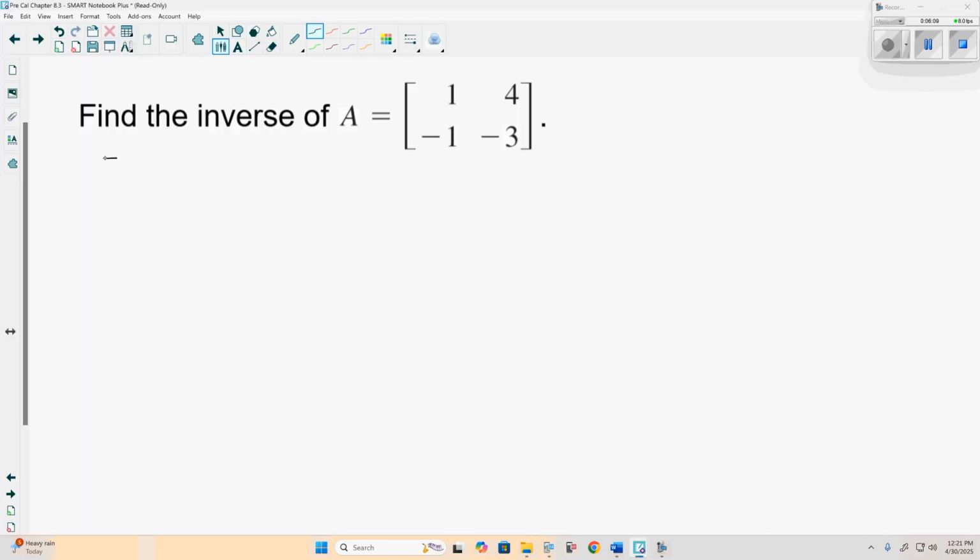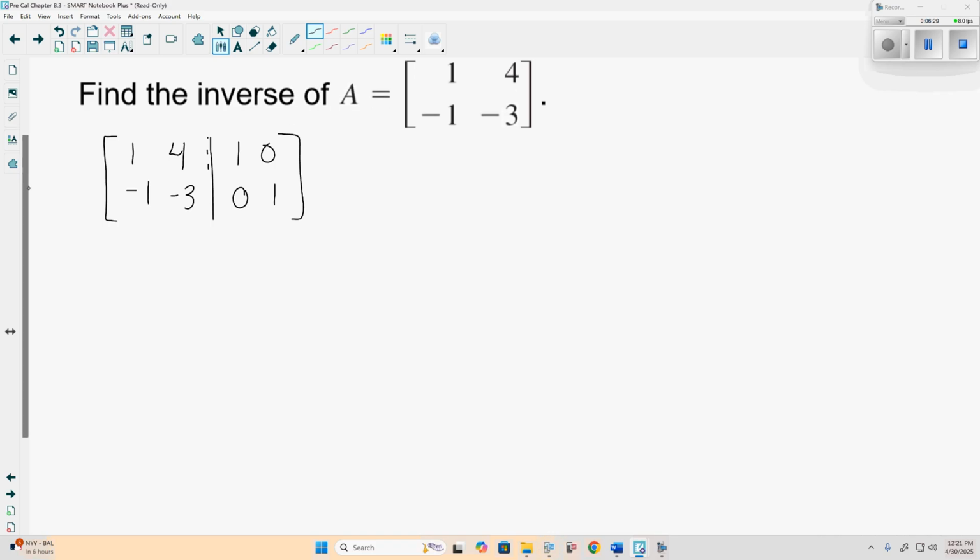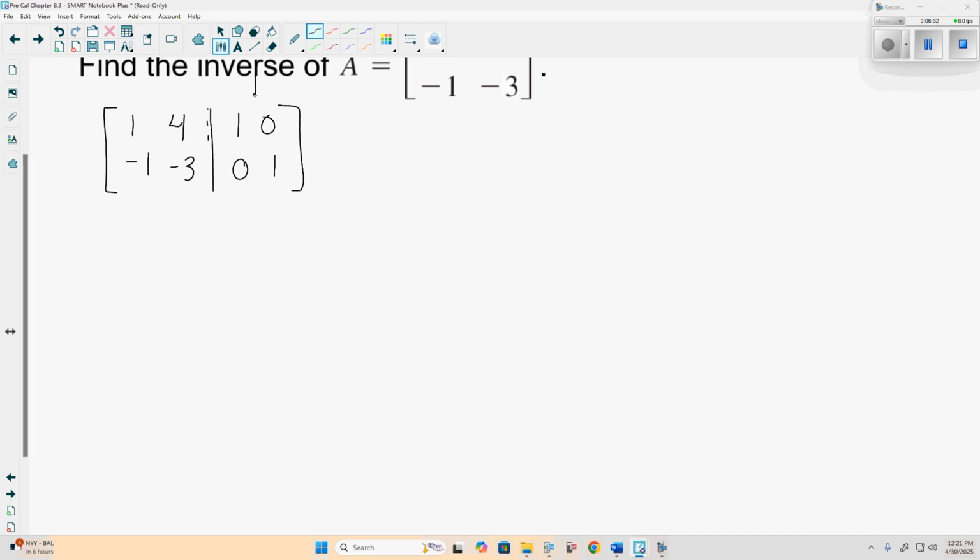Now the second way to do this is that we set it up 1, 4, negative 1, negative 3. And we set a second matrix C on the other side. What we want to do is rewrite and do row operations. We talked a little bit about that yesterday. So that we change the left side of this equation to the identity matrix. We want to get it to 1, 0, 0, 1.